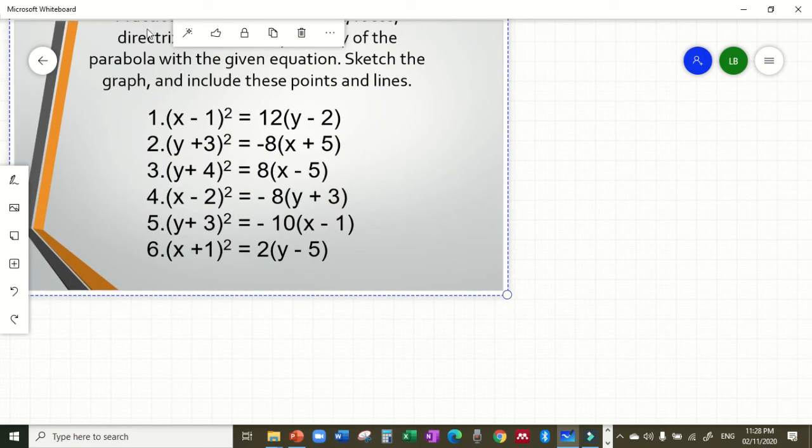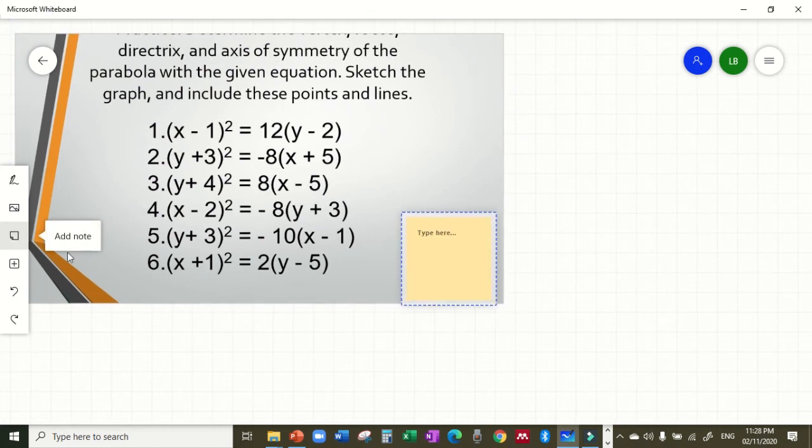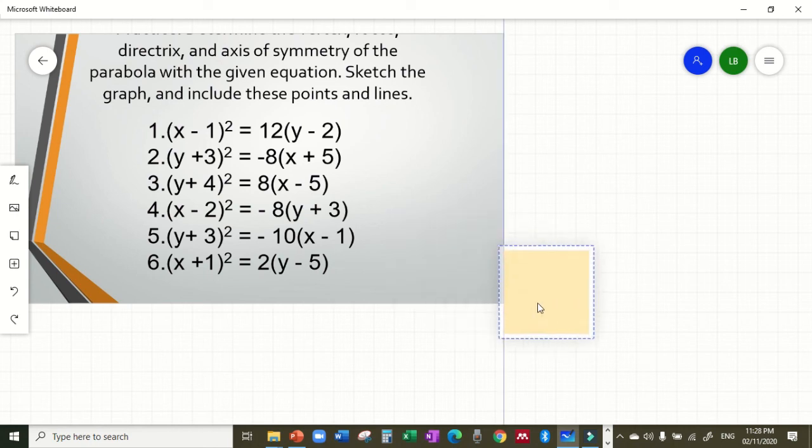Okay, for your practice, try to graph numbers 3, 4, 5, and 6, and find the directrix, the focus, the vertex, the axis of symmetry, and other properties of the parabola. Always remember that the best way to learn math is to play math.